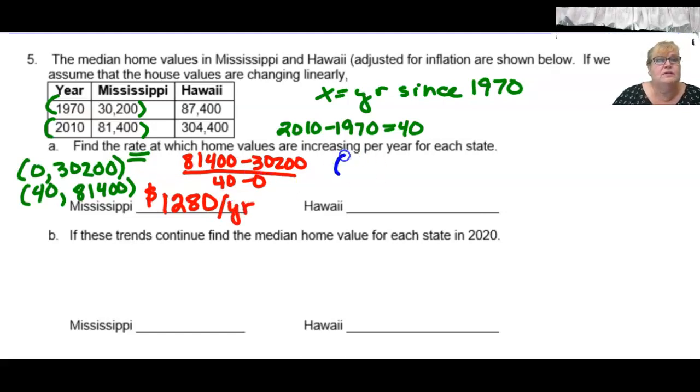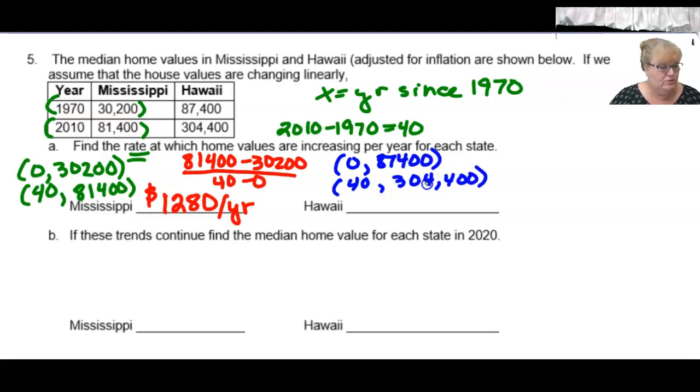Hawaii, on the other hand, 0 was 87,400, and 40 years later it was up to 304,400. I'm going to assume you know how to calculate the slope by now, so I'm going to write 304,400 minus 87,400 is 217,000 divided by 40 years. This, in Hawaii, the property was growing over $5,000 per year. Now it says if these trends continue, find the median home value in 2020.